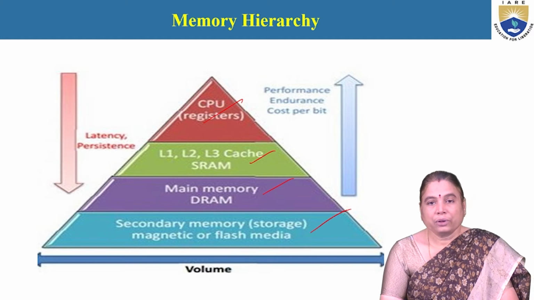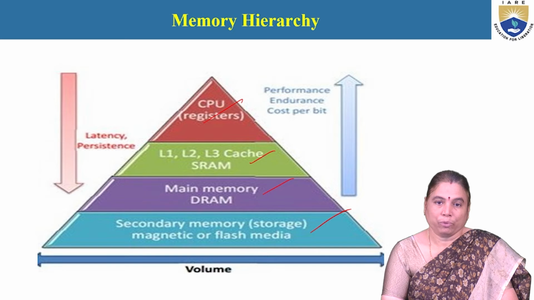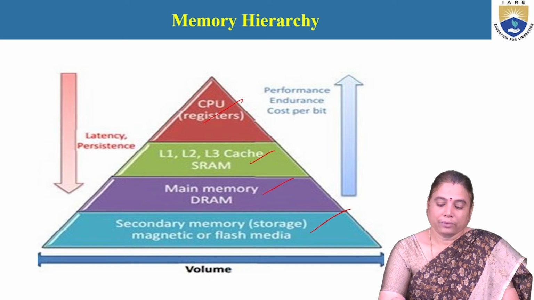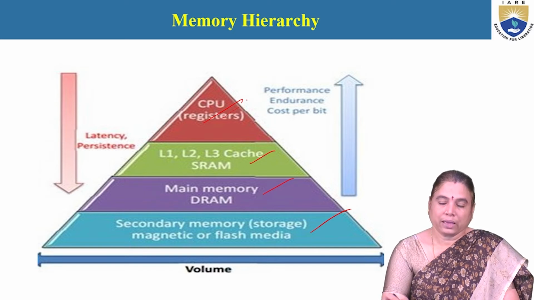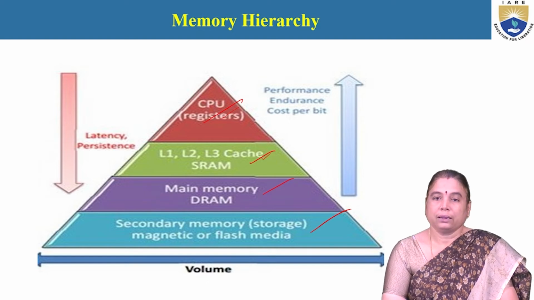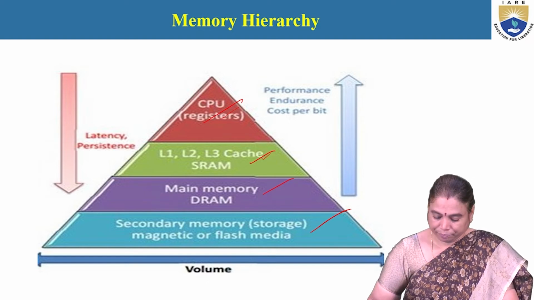But the storage capacity increases with distance from the CPU. And the accessing speed of the registers is the highest. Next ranking is the cache, then the main memory, and the secondary memory.